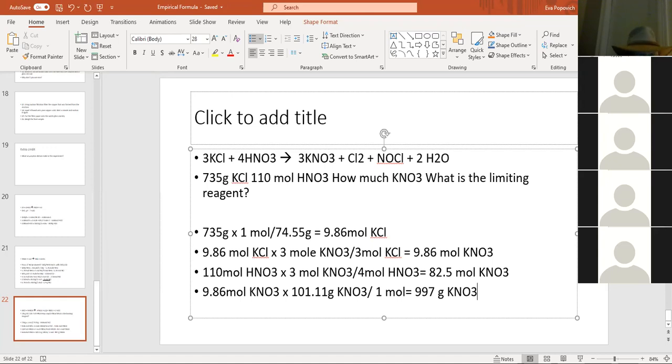So the 9.86 is limiting just because it is smaller? Yes, you ran out, okay? So what happened is the 735 kept on producing KNO3, kept on producing KNO3. Then we ran out of the KCl. We still have more of the HNO3. There's more HNO3 that could react, but we have no KCl. If we have no KCl, the reaction cannot go forward.